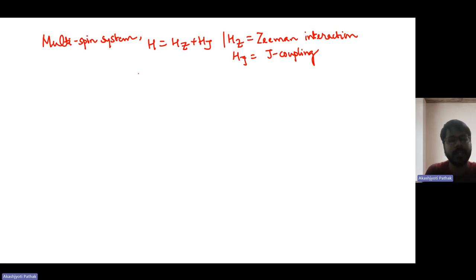Now under the high field approximation, this Hj will be very small compared to Hz, and then the J coupling can be dropped for the evaluation of the elements of the density matrix. So compared to the Hamiltonian that we get due to Zeeman interaction, this will be very small, and so we can drop it. Then for the two spin system, what will happen?